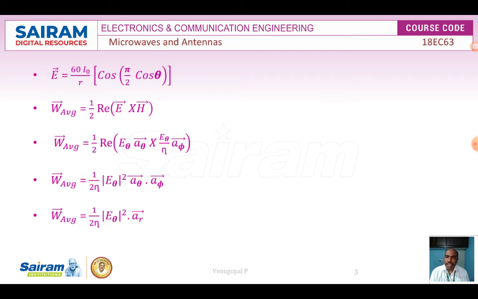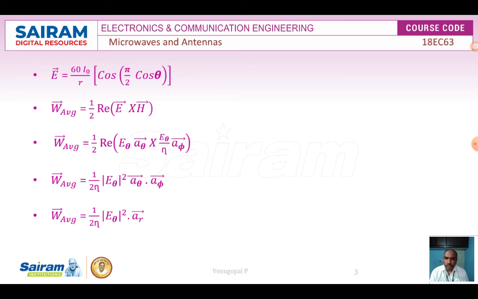So next the average power density becomes 1 by 2 eta into E naught square into A theta into A pi. Multiply E theta with E theta, you will get E theta square, and eta you can take outside as a constant, and the half into real part of E theta into A theta into E theta by eta into A pi becomes 1 by 2 eta into E theta square into A theta into A pi. So average power density becomes 1 by 2 eta into E theta square into AR. AR is the dot product of A theta and A pi.